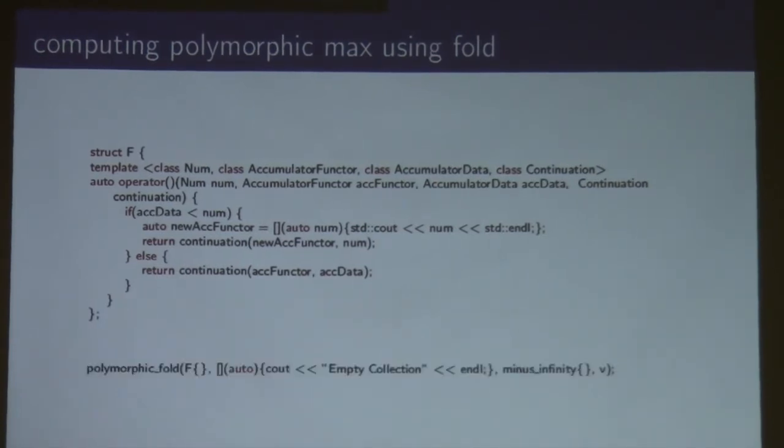And we can call it. So we call our polymorphic fold. We provide this functor. We provide the boundary condition, so here we just print that the collection is empty. We provide this special element which is smaller than everything. So what's the type of minus infinity? The type of minus infinity is minus infinity. It is just a struct which has template comparison operators, and it's smaller than everything.